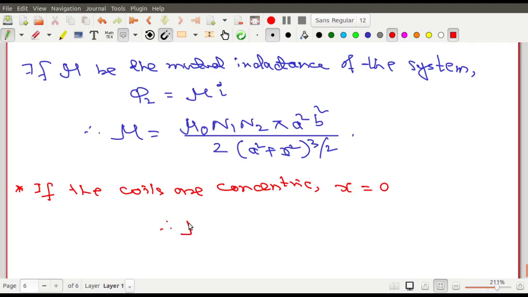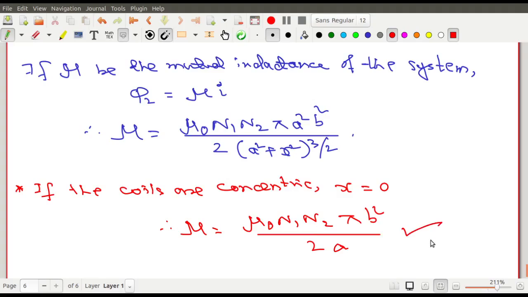So under that circumstance, x becomes 0 and the value of M will be mu 0 n1 into pi times, this will be a cube, so pi b square divided by 2 times a cube. There is a square in the numerator, a square and a cube cancel to give you a. So M is mu 0 n1 pi b square divided by 2a. So that is how you get the expression for this particular coil.